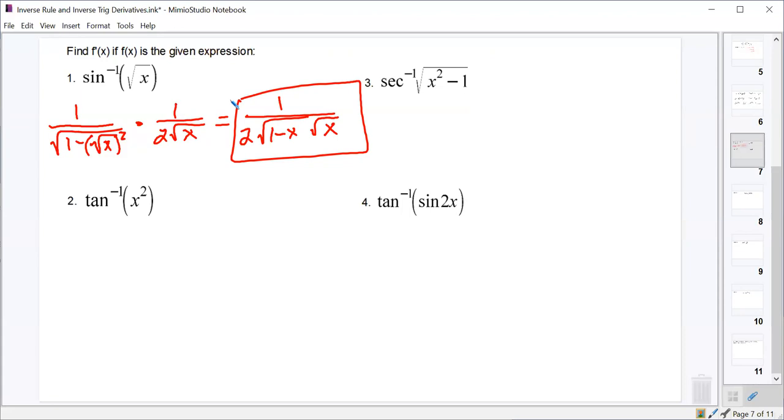All good. All right, let's do number 2, then you guys can do 3 and 4 on your own. 3 and 4 get a little more complicated, so I'll give you guys a few minutes to work on that.